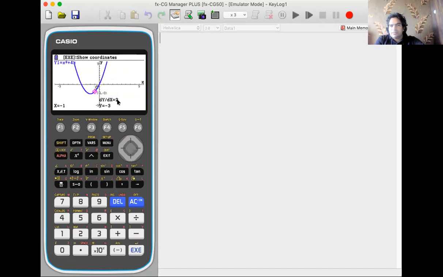So let's say at x equals -1, your answer is 2. Now, this tells you that at x equals -1, y is -3 and the derivative is 2. So at x equals -1, at that instant, your y is changing at double the rate of x. And it is simple, right?